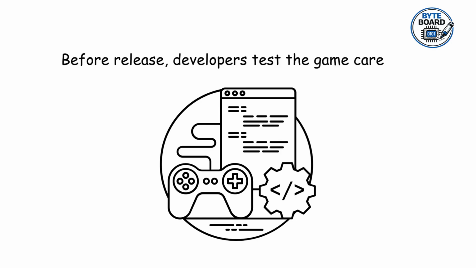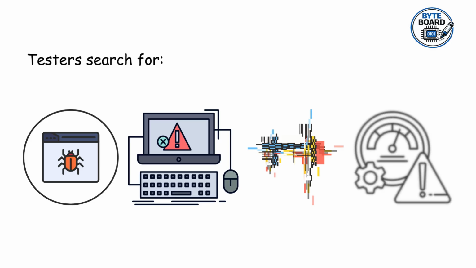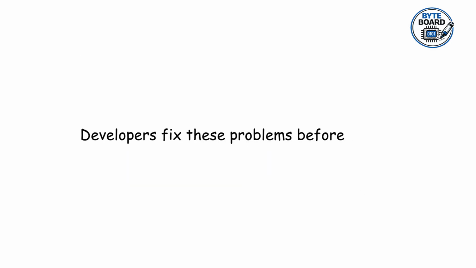Step 6. Testing the game. Before release, developers test the game carefully. This process is called game testing. Testers search for bugs, crashes, glitches, performance issues. Developers fix these problems before launch.